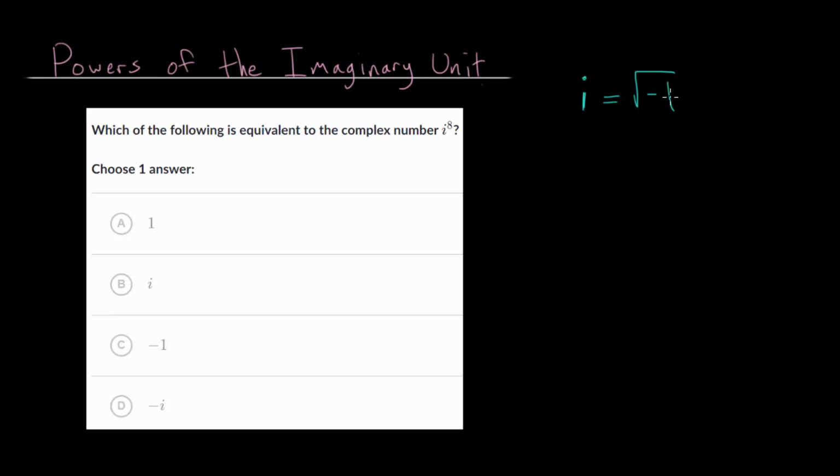There are no real numbers such that when you multiply them by themselves, that gives you -1. So mathematicians came up with a symbol to denote a new type of number. This is called the imaginary unit. And remember, don't get too caught up on the word. You can think of these numbers as rotational numbers.